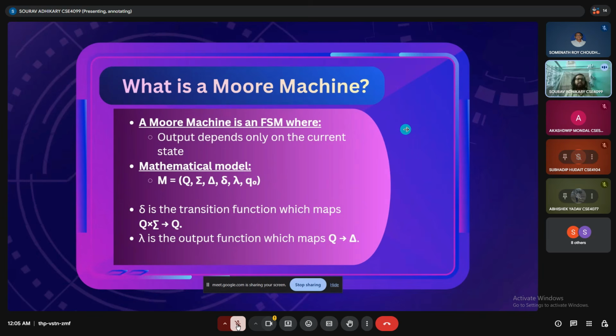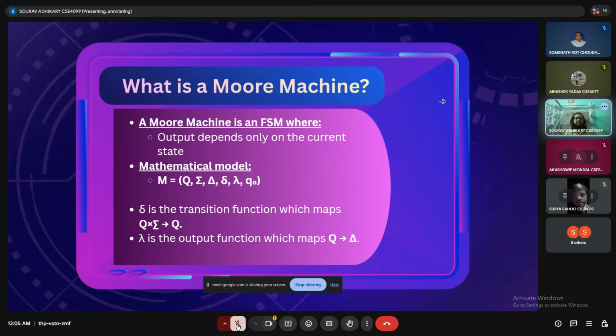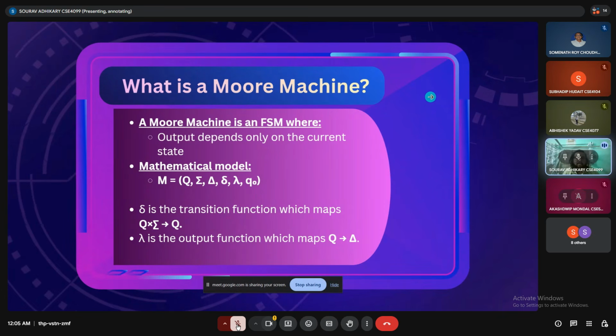Next, we're going to start the Moore machine. What is a Moore machine? A Moore machine is an FSM where output depends only on the current state. It has 6 components, that are Q, sigma, delta, del, lambda, and q naught, which we discussed before. Delta is a transition function which maps Q Cartesian with sigma, and lambda is the output function which maps Q to del.